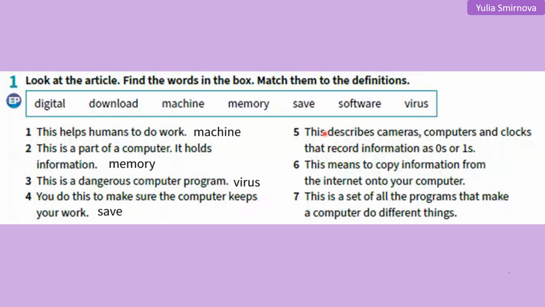Safe. 5. This describes cameras, computers, and clocks that record information as 0s or 1s. Digital. 6. This means to copy information from the internet onto your computer. Download. 7. This is a set of all the programs that make a computer do different things. Software.